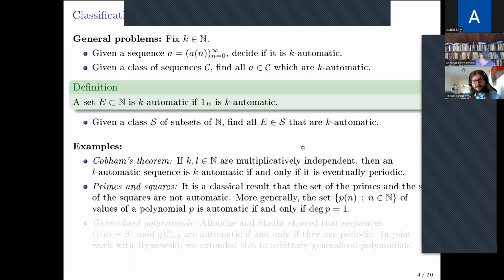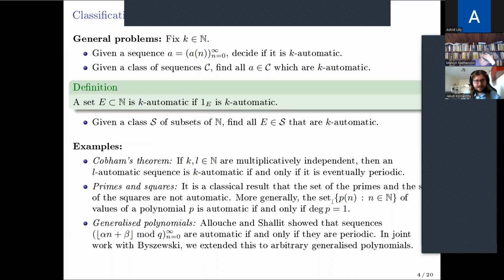There's a number of very standard results about proving that sequences are not automatic. For instance, one of the first things you learn about automatic sequences is that the indicator functions of primes and the squares are not automatic, and generally the indicator function of the values of a polynomial of degree greater than 2 is not automatic.